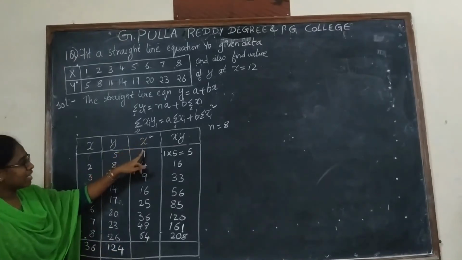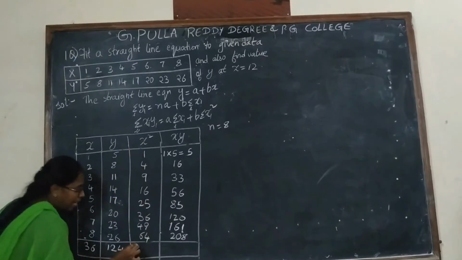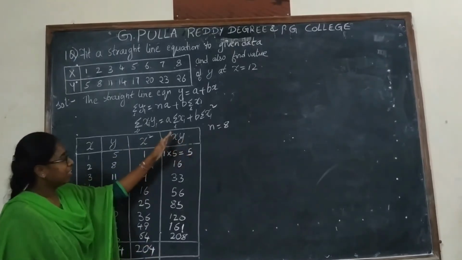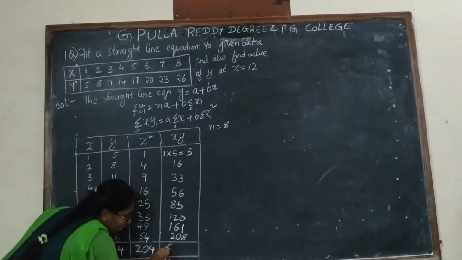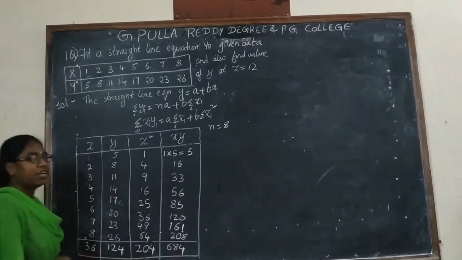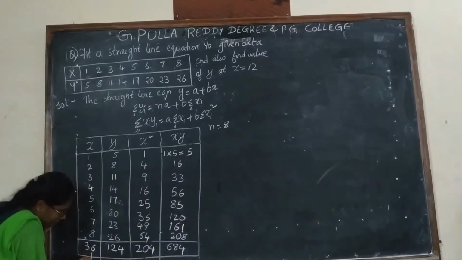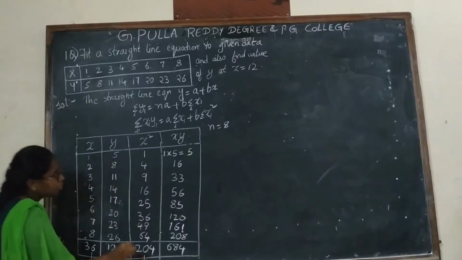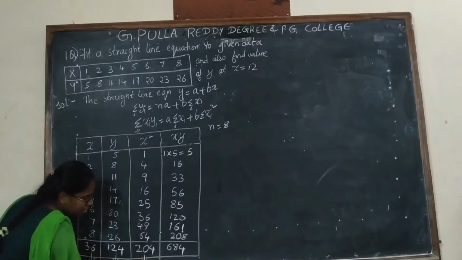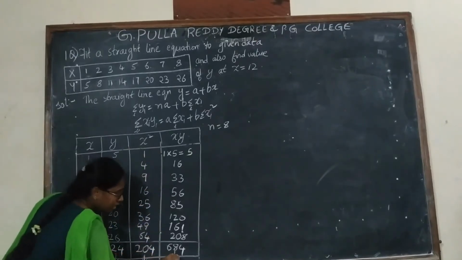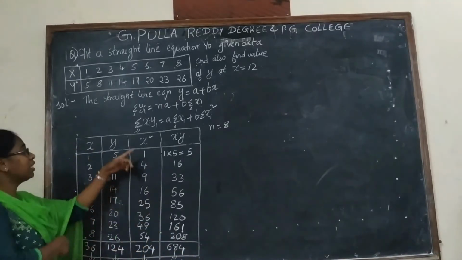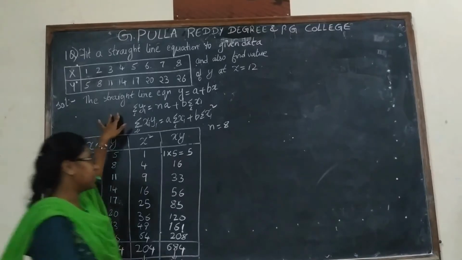If you add the x square column values, you will get 204. Next, x into y, the total of this column is 684. Now you have all the summation values. This is summation xi, this is summation yi, this column total is summation x square, and this column total is summation xi yi. Now substitute all the summation values in the normal equations.